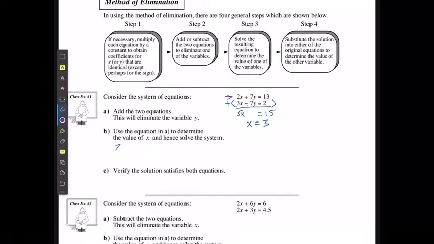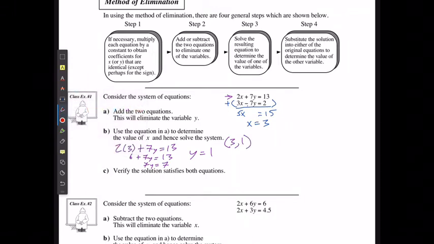And I'm going to say that 2 times 3 plus 7y is equal to 13, or 6 plus 7y is equal to 13. When I subtract 6 from both sides, 7y is equal to 7, which means that y is equal to 1. If y is equal to 1, then my solution to this system is going to be 3 and 1.